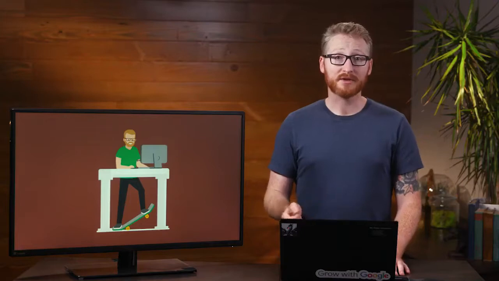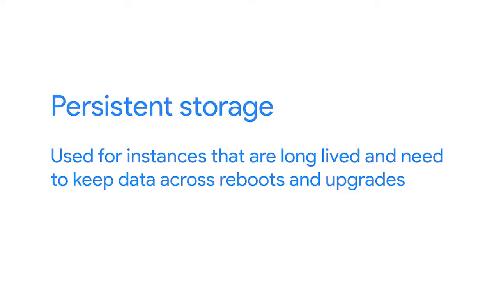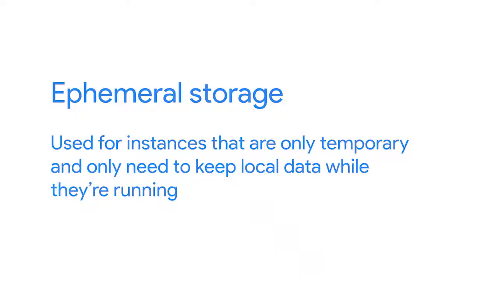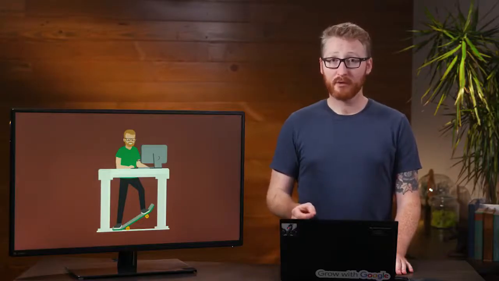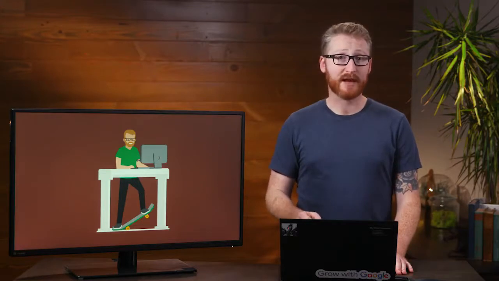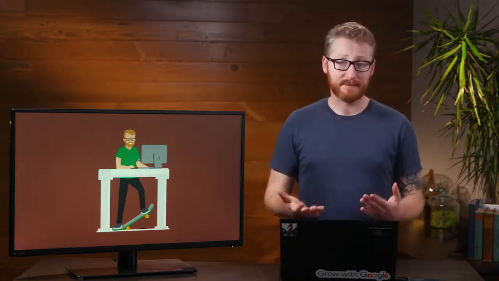Our block storage can be either persistent or ephemeral. Persistent storage is used for instances that are long-lived and need to keep data across reboots and upgrades. On the flip side, ephemeral storage is used for instances that are only temporary and only need to keep local data while they're running. Ephemeral storage is great for temporary files that your service needs to create while it's running, but you don't need to keep.